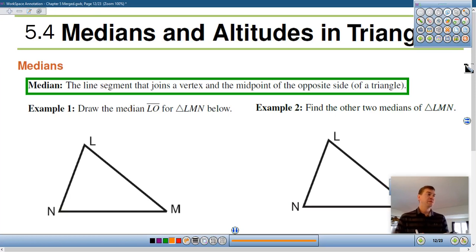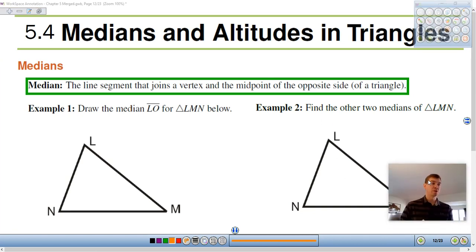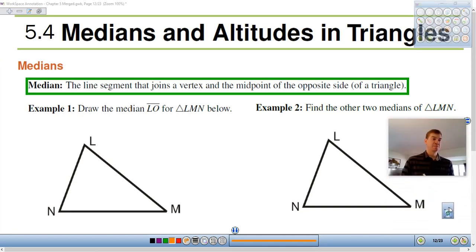In this video, we're going to be learning about medians and altitudes in a triangle. The median is actually one of the easiest ones to draw, but its special relationship is a little bit more difficult to understand. First, let's start by understanding what a median is.